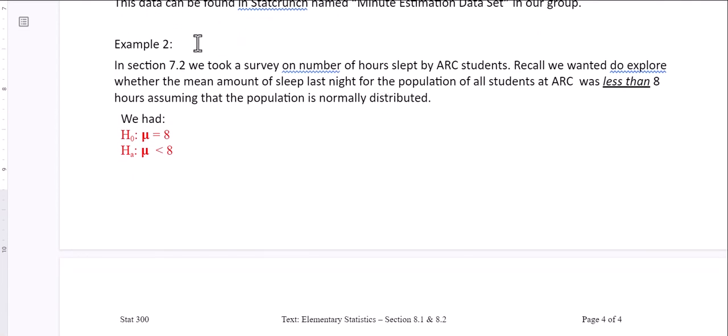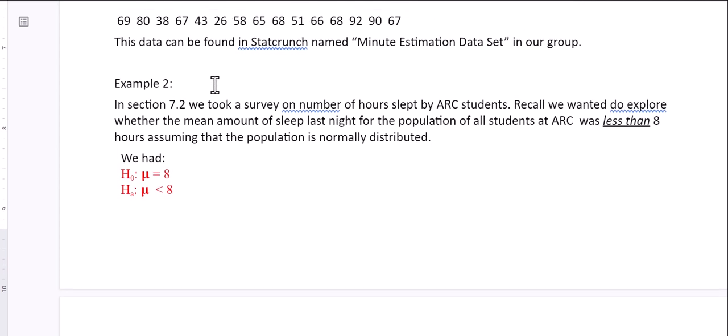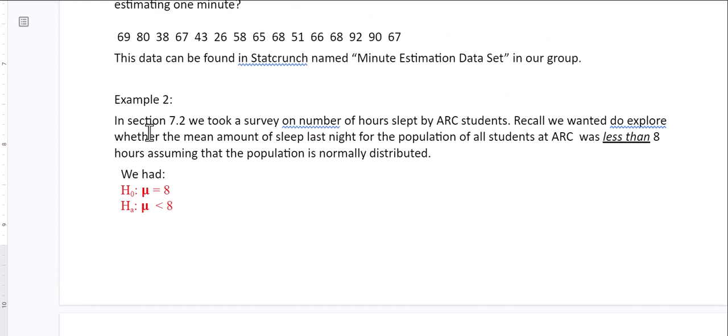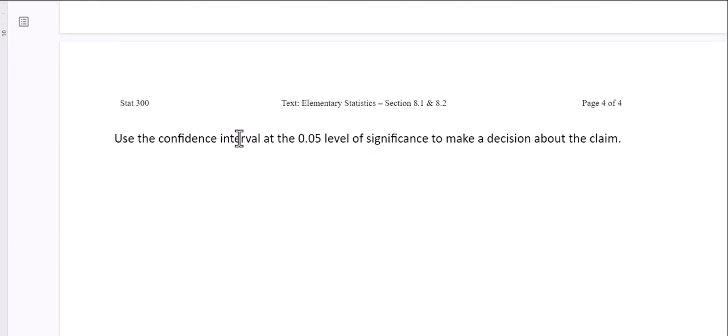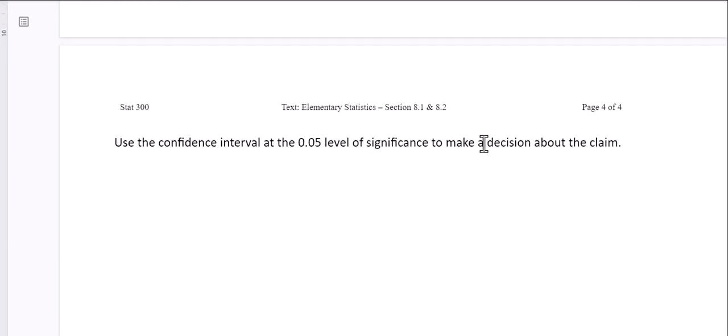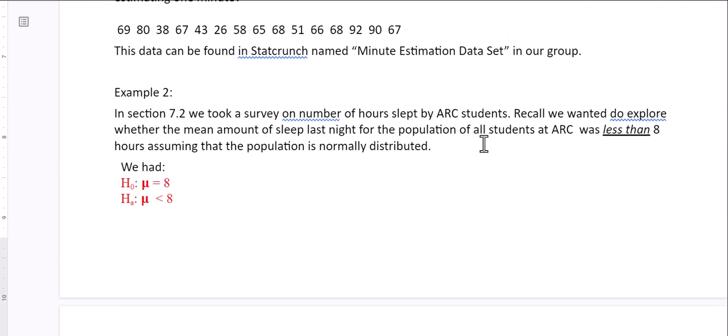Now go ahead and try example 2 on your own. So this is the data that we used for the sleep study. So you can find it in StatCrunch again and do the same thing for this. You can look at the notes from section 7.2 and see what the null and alternative were. I copied them here for you, but use the confidence interval at the 0.05 level of significance to make a decision about this claim. The claim was the students at ARC sleep less than the recommended average of 8 hours of sleep. So try that on your own and see what you get.